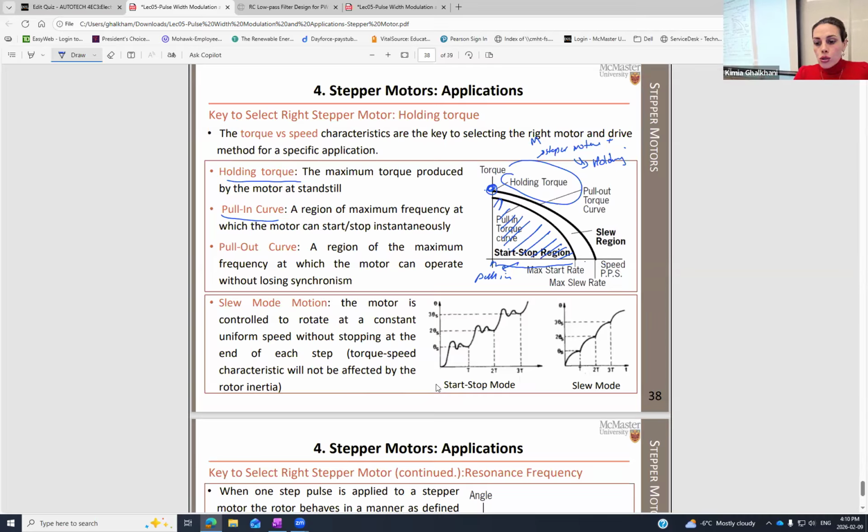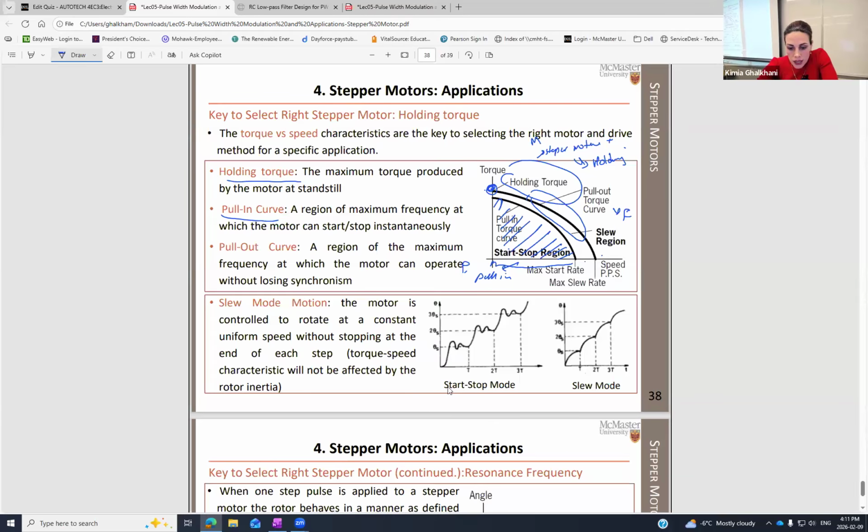And then you have pull out. Pull out is like the maximum frequency. All of these are about frequency. Pull in, pull out, these are all frequencies. Pull out is the maximum frequency at which you can stay without losing synchronization between the start and stop. It means you are out of synchronized speed. Your speed is not synchronized. That's what we call pull out torque.